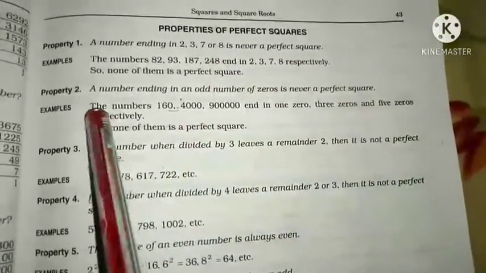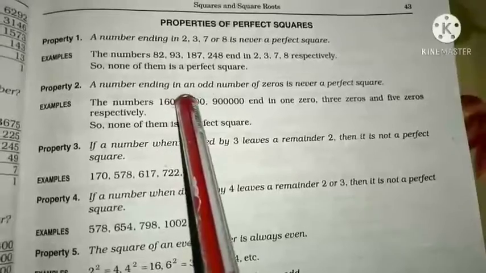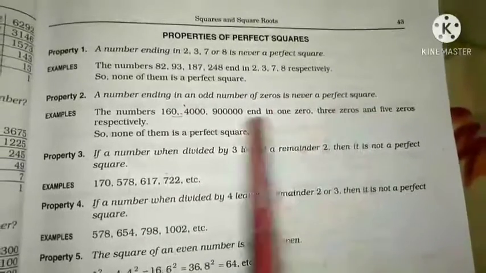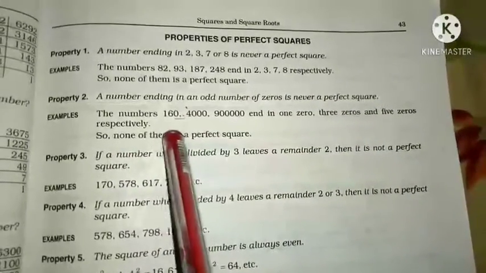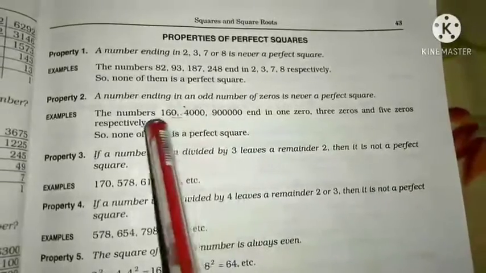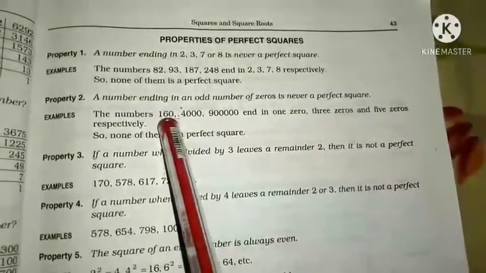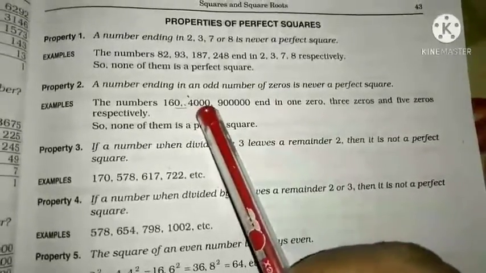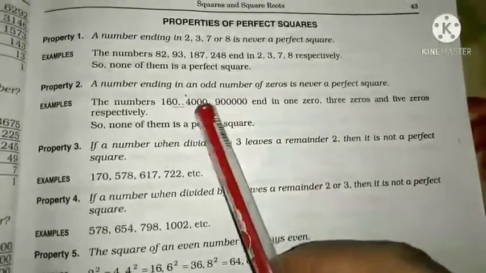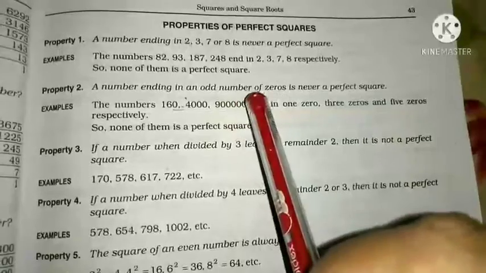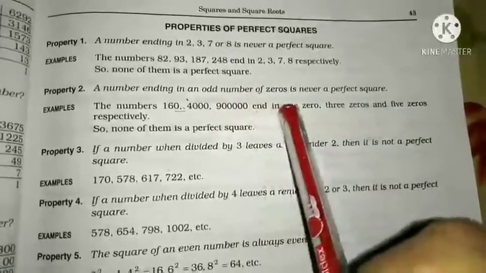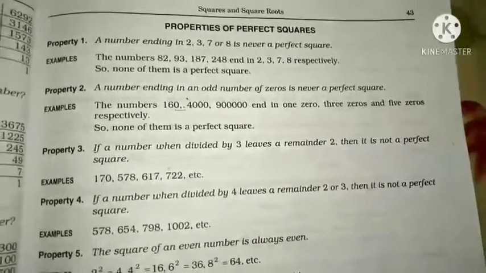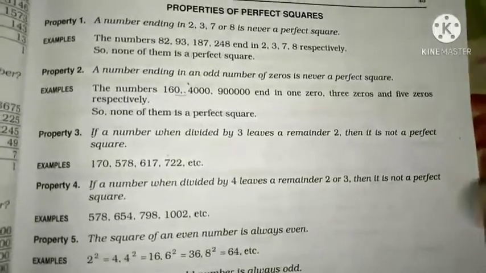Now the second property says that a number ending in an odd number of zeros is never a perfect square. Any number which has an odd number of zeros, such as 160, which has one zero, an odd number of zeros. Similarly 4000 has 3 zeros, and 3 zeros means an odd number of zeros. So any number which has an odd number of zeros is not a perfect square.